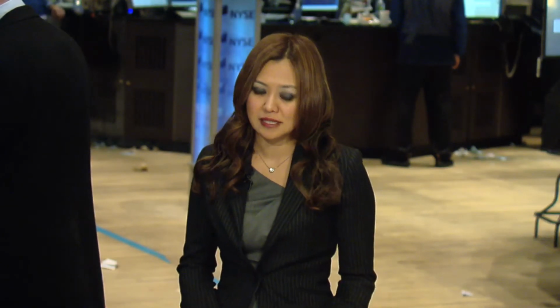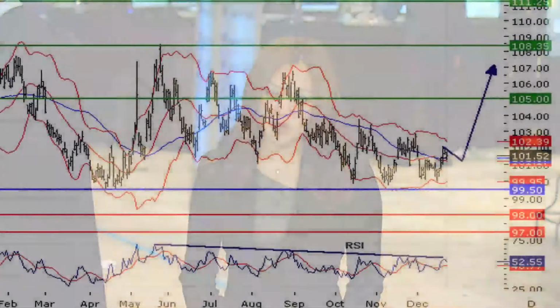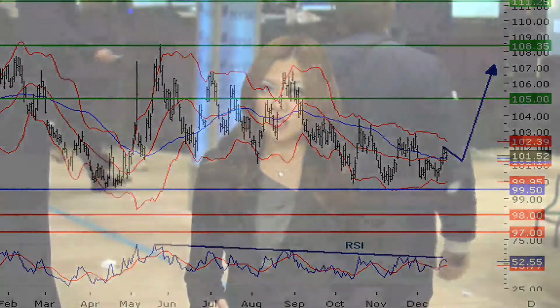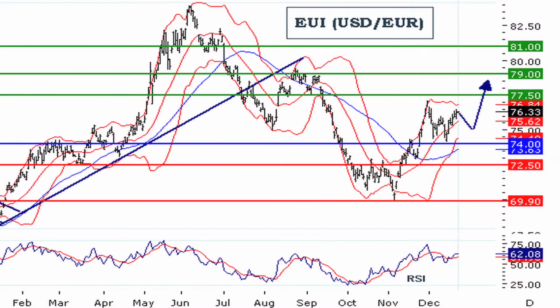For the CDD, the U.S. currency against the Canadian dollar, a rebound is in sight. Technical indicators for that pair show that it is losing downward momentum. Therefore, the preference of trading central analysts is long positions above 99.50, with targets coming in at 105 and 108.35 in extension. For the EUI, the U.S. currency against the euro, a rebound is expected. Now, the pair's RSI is currently well directed, and therefore the preference of trading central analysts for the EUI is long positions above 74, with targets coming in at 77.50 and 79 in extension.